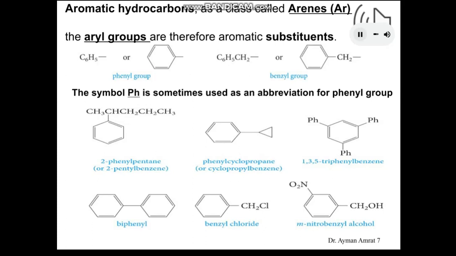First example is nitrobenzyl alcohol, nitrobenzyl for toluene as substituent.